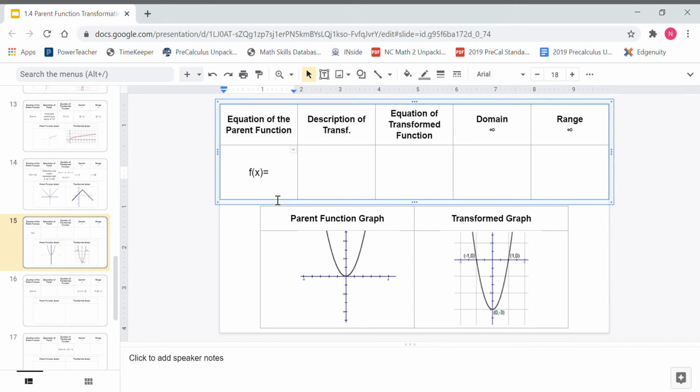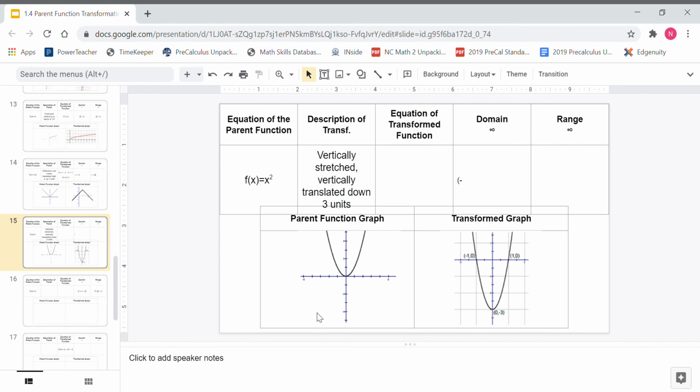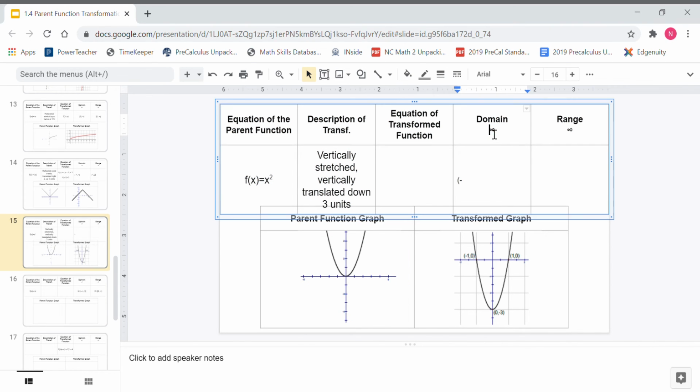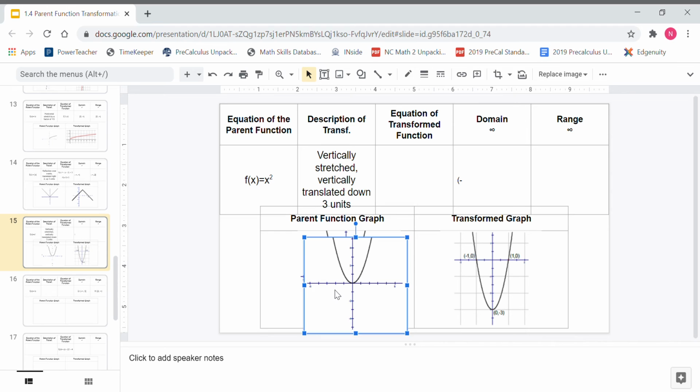just yet. So we know that it is x squared. We know that it has been vertically stretched, and we also know that it has been vertically translated down 3 units. We're going to skip the transform function because we don't know that stretch factor, and then my domain is negative infinity to positive infinity. And like I said, if you'll remind me in class, I will work out how to find that stretch factor.